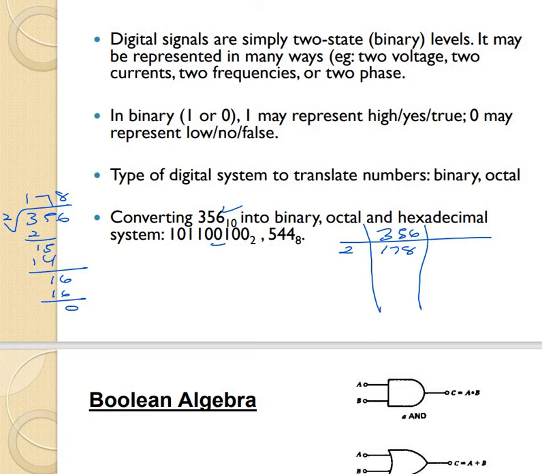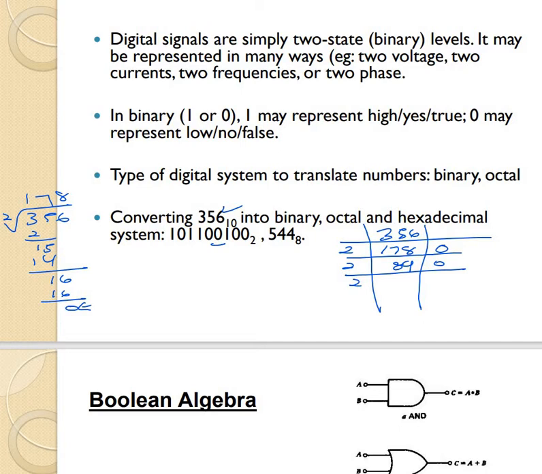So you don't have any remainder here, right? So you can write down 0 here. So we divide again by 2, 178 by 2 becomes 89. So we don't have any remainder. Okay, we divide again 89 by 2.